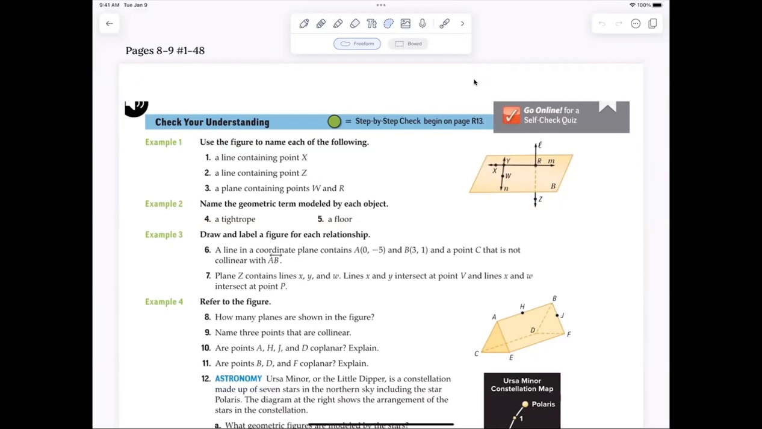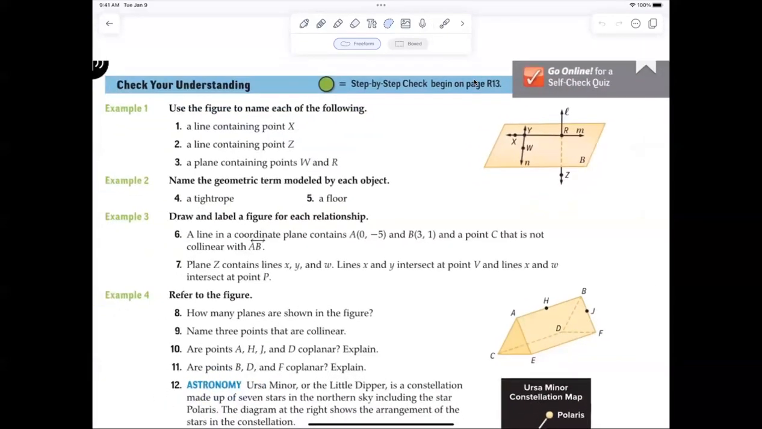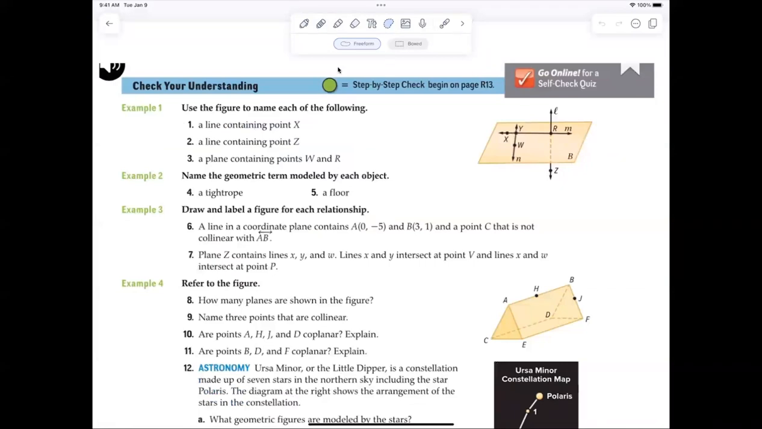Now, like I said, I don't think this is going to be that hard. So let's go ahead, and hopefully you labeled everything on your paper. I don't care if you just write down the answers, but the symbolism is important. All right, it says use a figure to name each of the following: a line containing X.